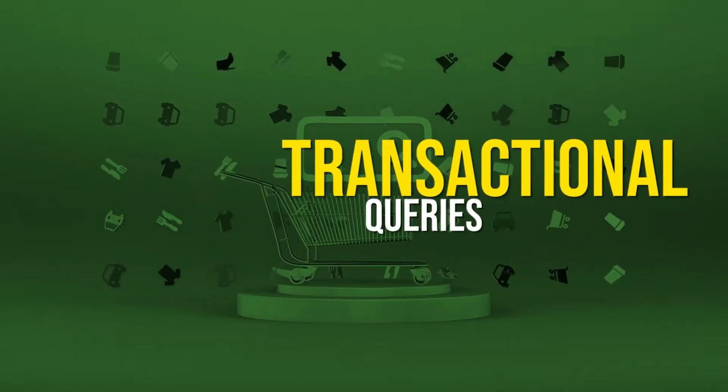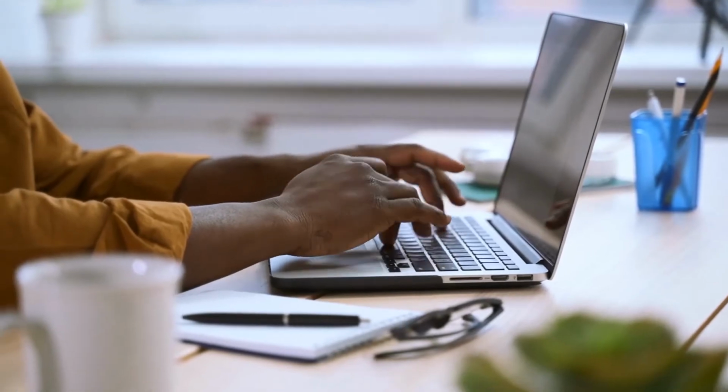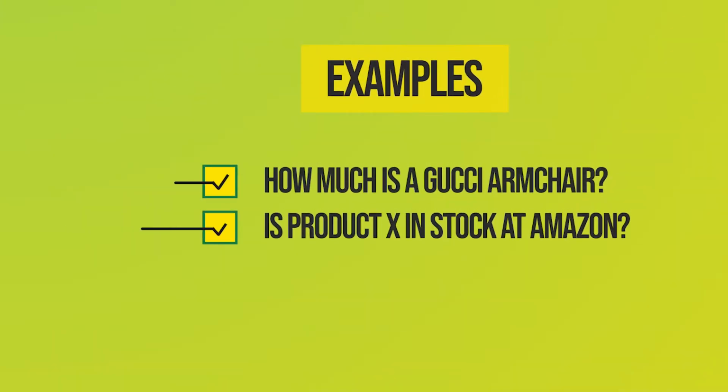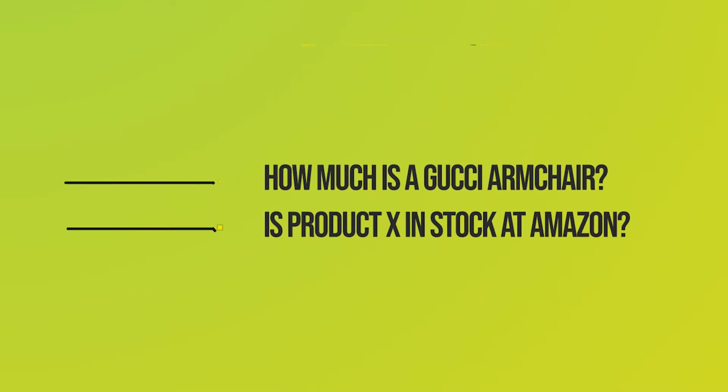Transactional queries. Transactional queries are used by people who already know they want to buy a specific product and they are looking for the best buy. Examples of transactional queries are, how much is a Gucci armchair? Or, is product X in stock at Amazon?